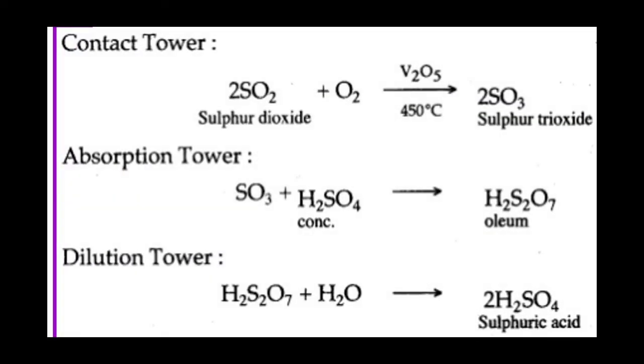What are the equations at the contact tower? Sulfur dioxide reacts with oxygen in the presence of vanadium pentoxide to give us sulfur trioxide gas. At the absorption tower, sulfur trioxide gas reacts with concentrated sulfuric acid to give us oleum. And at the dilution tower, oleum reacts with water to give us sulfuric acid. And that is a summary of the equations involved in the contact process.